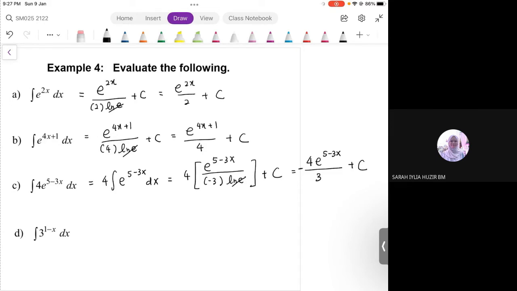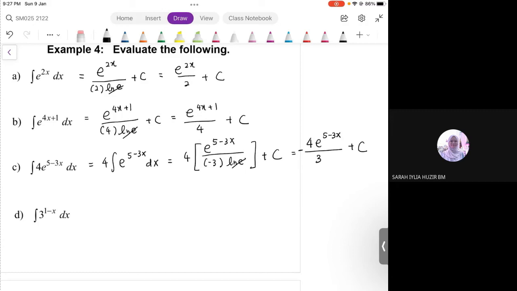Okay, last one. D, we have 3 to the power of 1 minus x. Yang ni base kita, base constant. Okay. So what do we do here? Copy back the function. So 3 to the power of 1 minus x. Divide by derivative of our power. Here we get negative 1 ln base. So ln 3 here. Careful, ln 3 tak boleh gerak dah. So our final answer will be negative 3 to the power of 1 minus x over ln 3 plus c. And that's how you integrate exponential function.